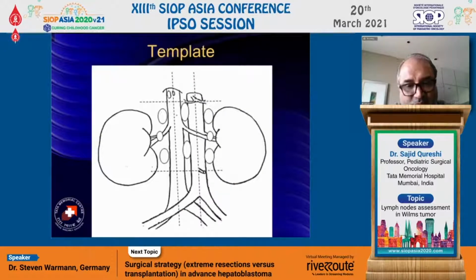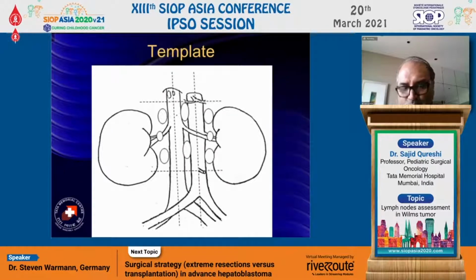So based on this anatomical knowledge, we planned this template wherein the midline of the aorta and the IVC were taken, and two horizontal lines, one at the level of the celiac and the other at the level of the IMA, divided our region, aided by the renal vessels, into a suprahilar, hilar, and infrahilar region, and the interaortocaval region between the two midline vascular lines.